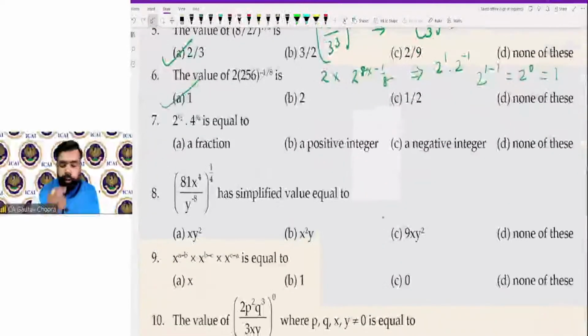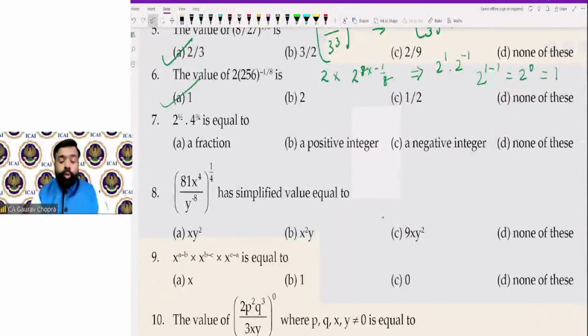Now let's move towards question number 7. 2 to the power of half and 4 to the power of 3 by 4 is equal to. Now the result is a fraction, a positive integer, or a negative integer. This you have to answer. So let's solve this. 2 to the power of half. 4 can be written as 2 square. So 2 to the power of 2 and whole to the power of 3 by 4. So we can cancel 2. It will become 3 by 2.